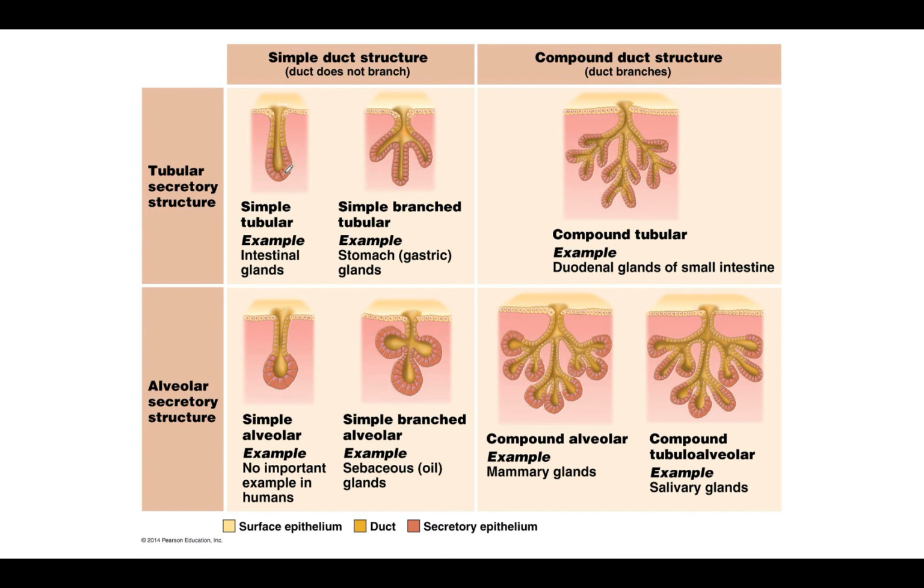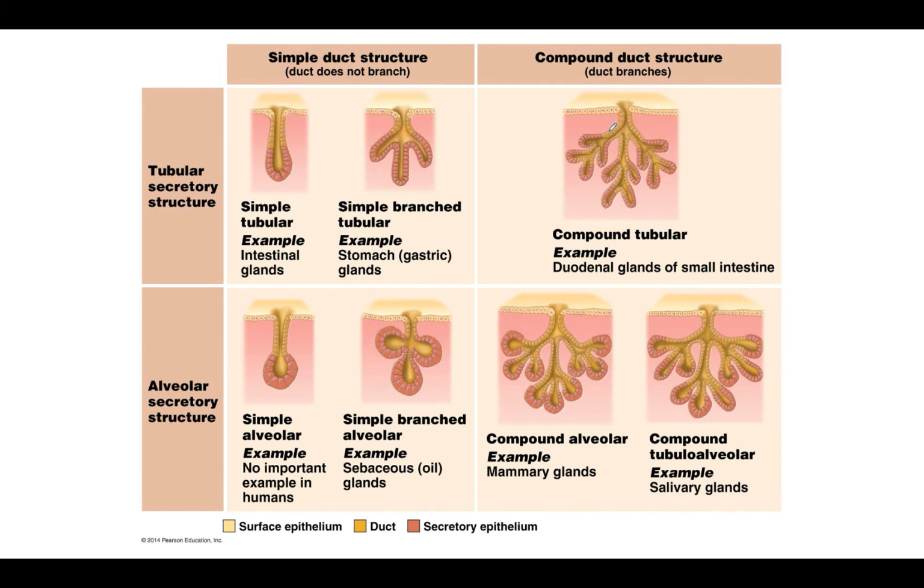Okay, further classification can be done based on the secretory unit. Look at only the red portion. What kind of shape? A tube shape. We call that tubular. Also tubular, but branched. Therefore, we call this a simple branched tubular exocrine gland. Some secretory epithelium has a round pocket. It's not a tube. Therefore, we call this a simple alveolar exocrine gland. Simple branched alveolar exocrine gland.